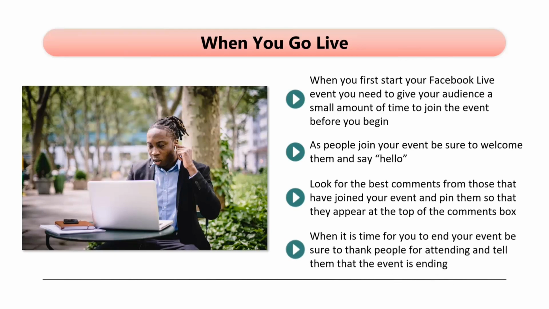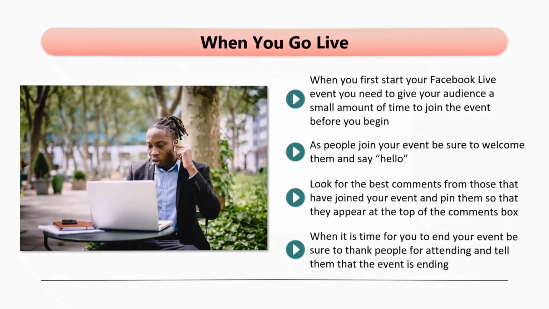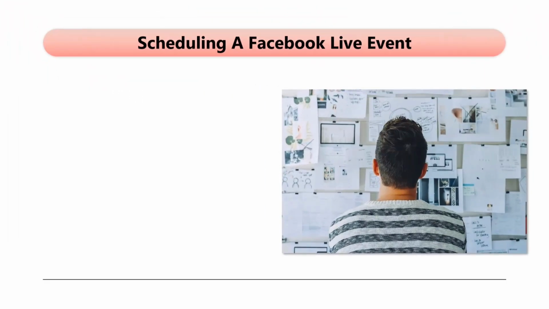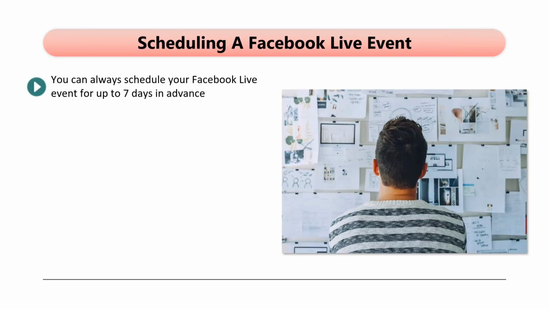At the appropriate time, hit the finish button and your event will end. Scheduling a Facebook Live event. You can always schedule your Facebook Live event for up to 7 days in advance.